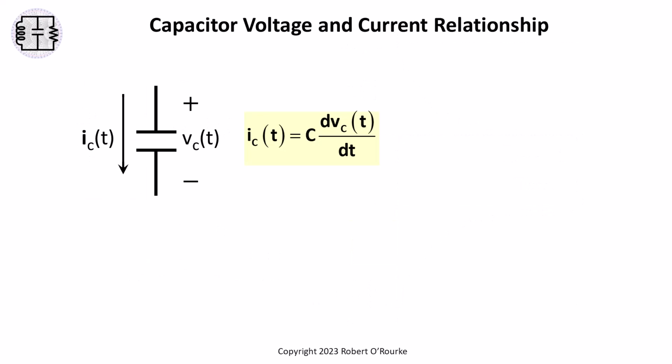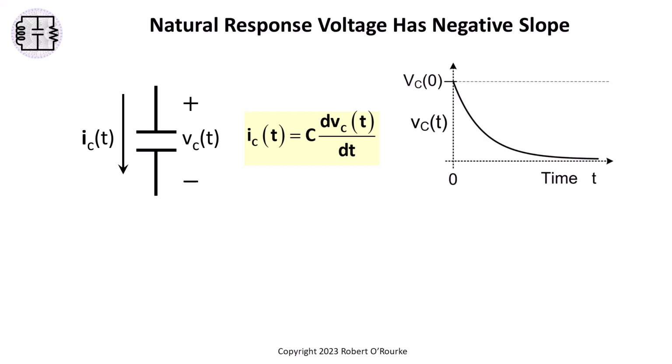From the capacitor branch relationship equation, we know that the current through an ideal lumped element capacitor is proportional to the derivative of the voltage across that capacitor. The derivative of the voltage as a function of time gives us the slope of the voltage function. In this RC natural response example, the voltage is positively valued and decaying exponentially over time. The decreasing voltage function has a negative slope.